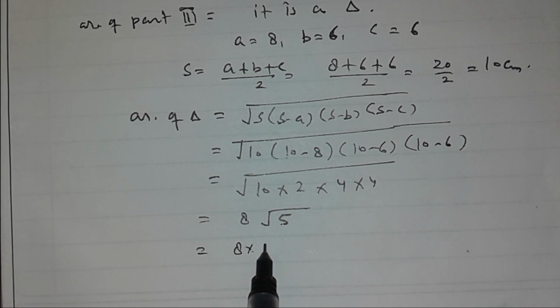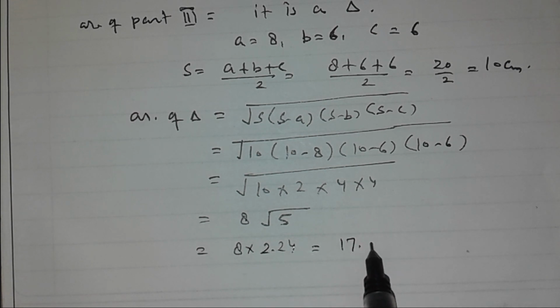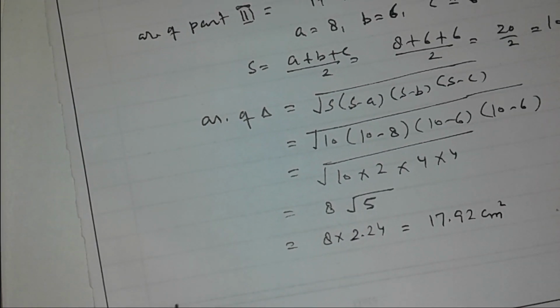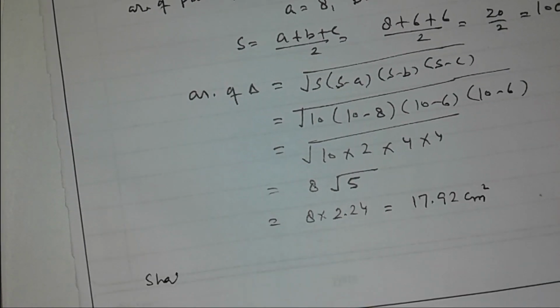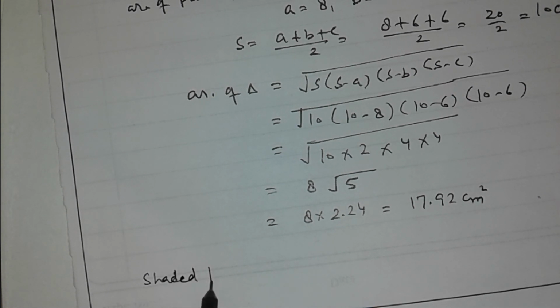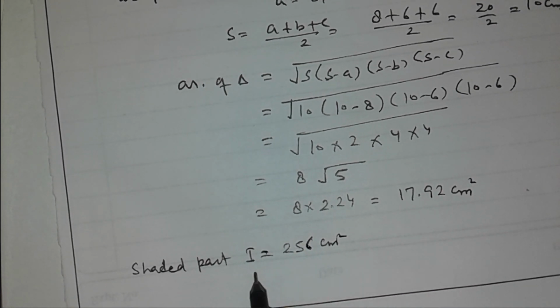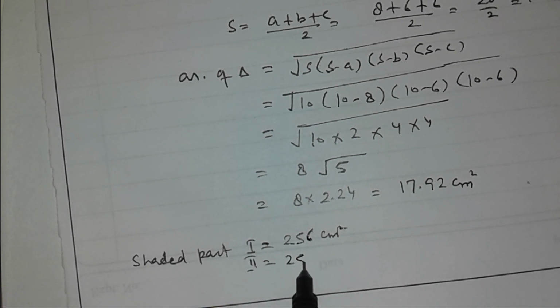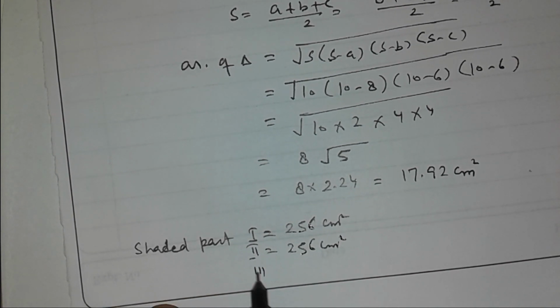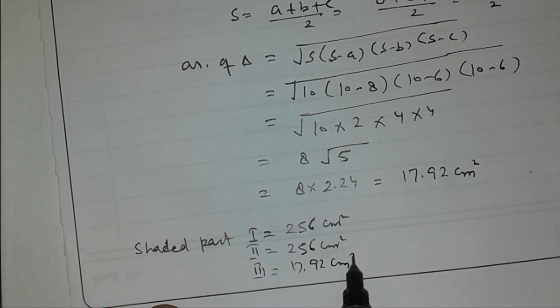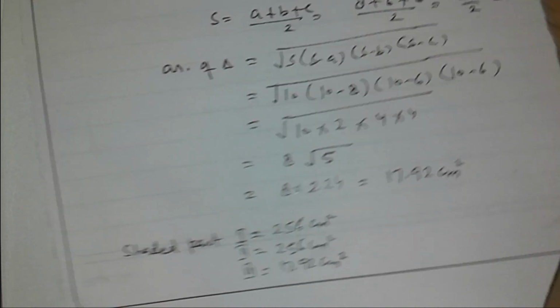8 into 2.24, that is equal to 17.92 centimeters square. So the shaded part required is 256 centimeters square, the second part is also 256 centimeters square, and the third part is 17.92 centimeters square. These are the three shaded parts we required. With this the question is finished.